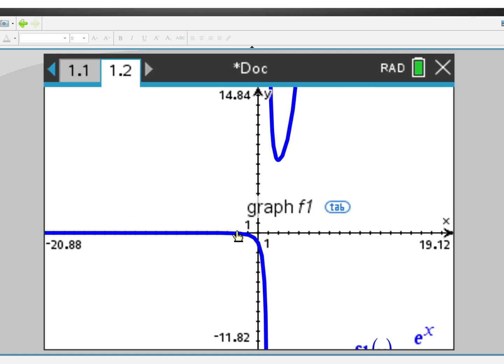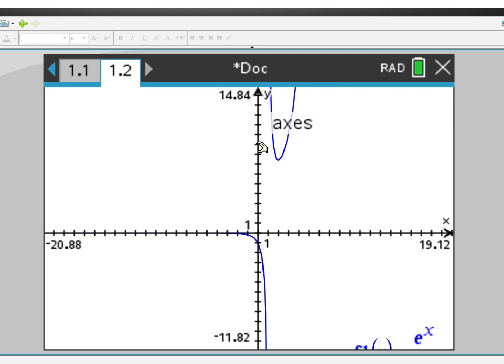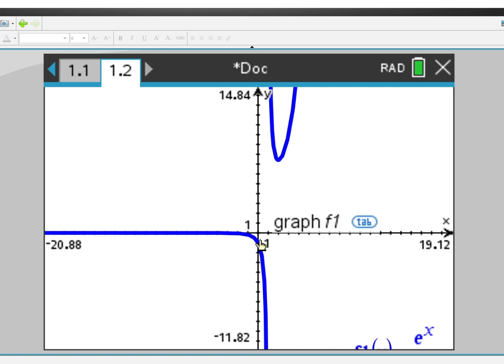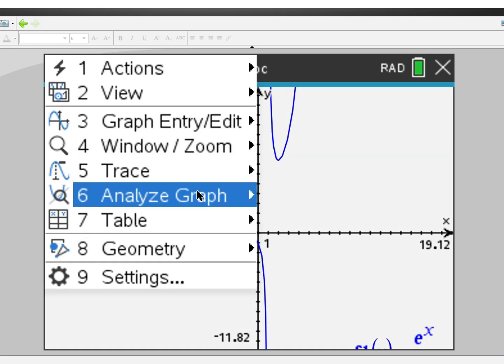Does it have a vertical asymptote? Yes, it does. As you can see here, there's a vertical asymptote at x equals 1. Does it have a local minimum? Yes, it does, right over there. Does it have a vertical axial intercept? So basically a y-intercept? Yes, it does. And does it have a point of inflection? Absolutely not. It doesn't look like it has a point of inflection.